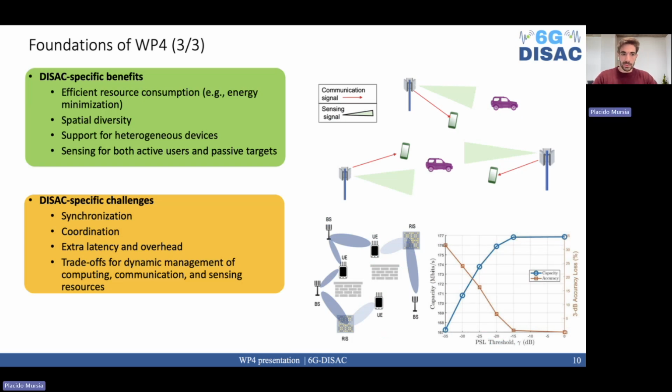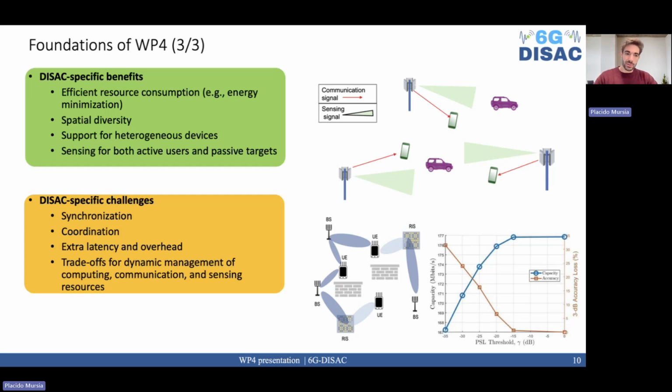Such approach, the DISAC approach, brings specific benefits. For example, utilizing the resources of the network in a very efficient way. For example, we target specifically the minimization of the overall energy consumption. Clearly, the diversity brings gains both in communication and sensing, the spatial diversity. We are able to support many different heterogeneous devices under the same framework, and we allow for sensing of both active users connected to the network as well as passive targets that are not connected to the network.